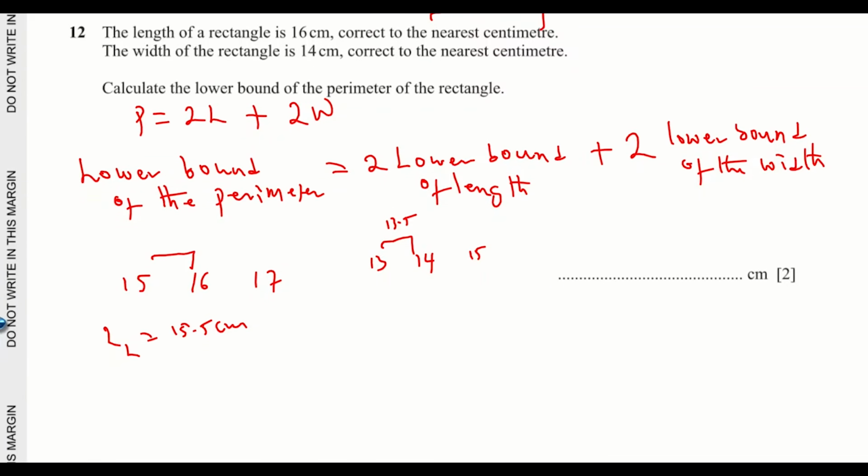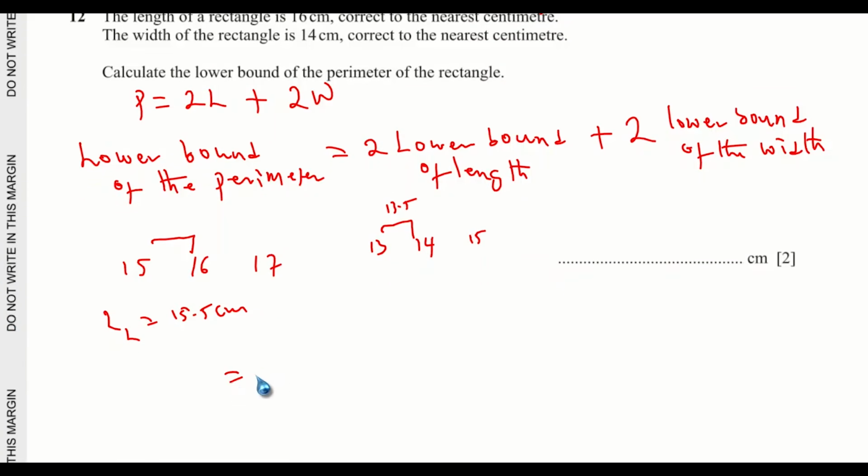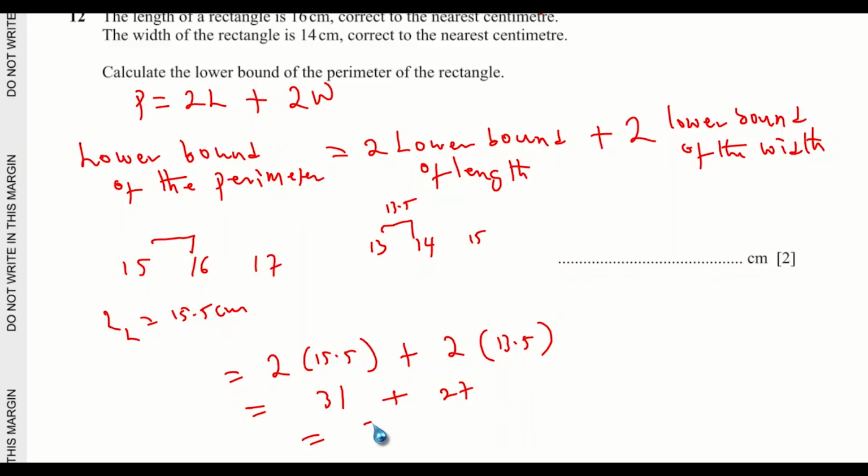So we can now get the lower bound of the perimeter to be equal to 2 times the lower bound of the length, which is 15.5 centimeters, plus 2 times the lower bound of the width, which is 13.5 centimeters. You can actually input this into your calculator straight away and get your answer, or you can simplify this bit by bit, no troubles. This will give you 31, this will give you 27. If you add these two together, you get 58 centimeters. So the lower bound of the perimeter of the rectangle is 58 centimeters.